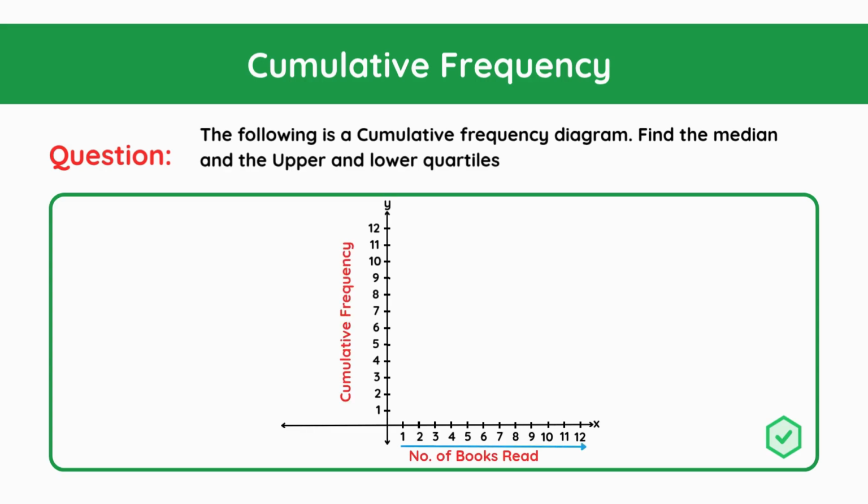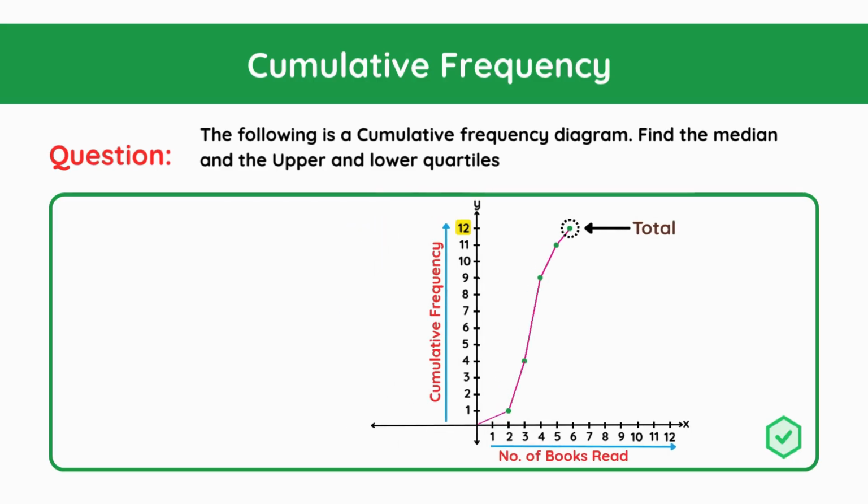The cumulative frequency goes up the vertical axis and the number of books read goes along the horizontal axis. The curve finishes at the top at a cumulative frequency of 12, which tells us the total is 12 people. Let's start with the median, the middle value. Step 1 is to find the position. The median is at the value n divided by 2, where n is the total. Our total is 12, so 12 divided by 2 is 6. We are looking for the sixth value.